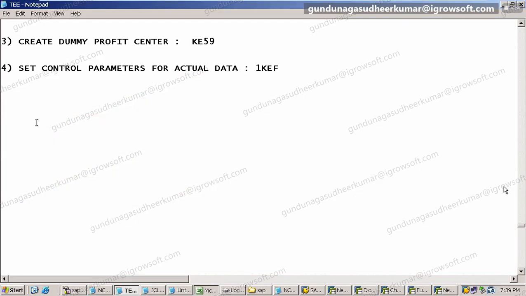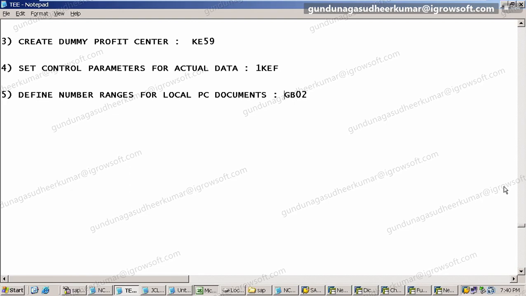Step number 5 is define number ranges for local profit center documents, GB02. Understand, now the data was flowing from FI to CO. In CO we maintained the number ranges. Now the data is not stopping in CO. The data is entering into the profit center also. So again we have to maintain number ranges in the profit center accounting.